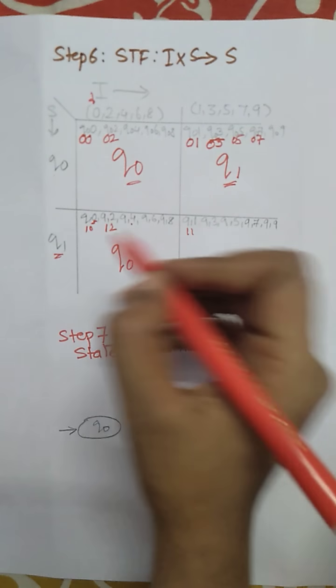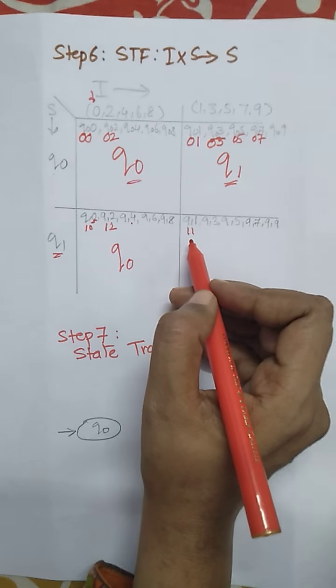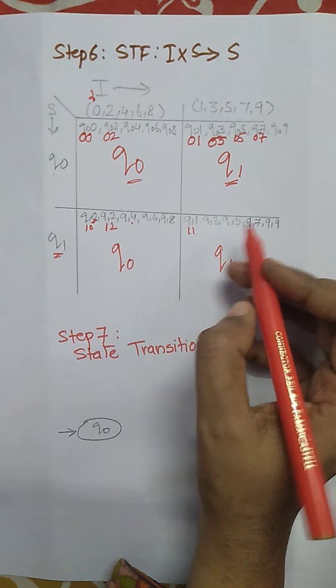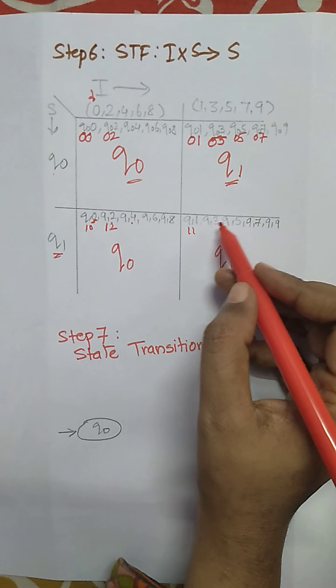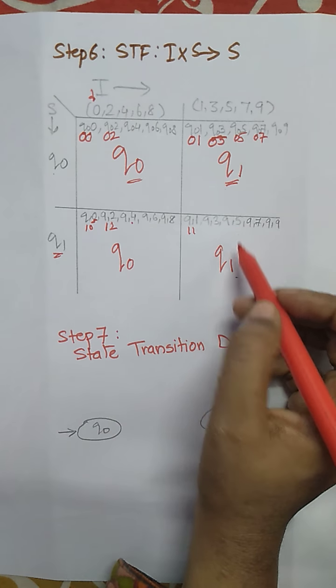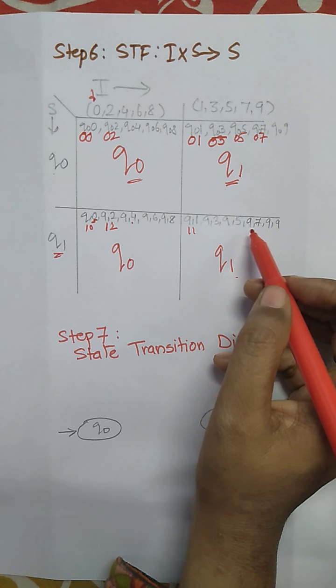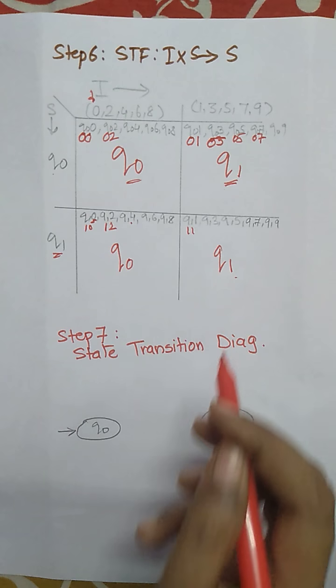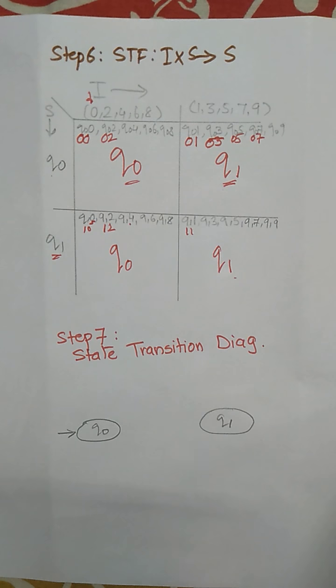Now Q1 with the number 1 is 11 with the remainder 1, marked with Q1. 13, Q1 with 3 is 13 with the remainder 1, marked as Q1. 15 remainder 1, Q1. 17 remainder 1, Q1. 19 remainder 1 and Q1. This is how we have completed the state function.